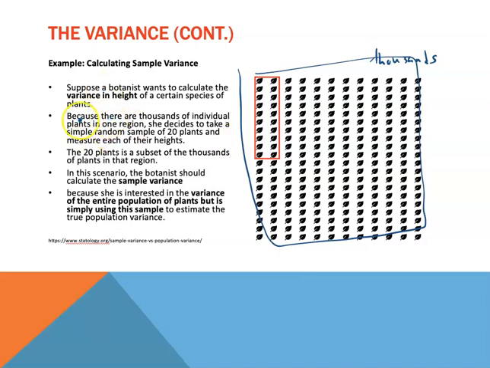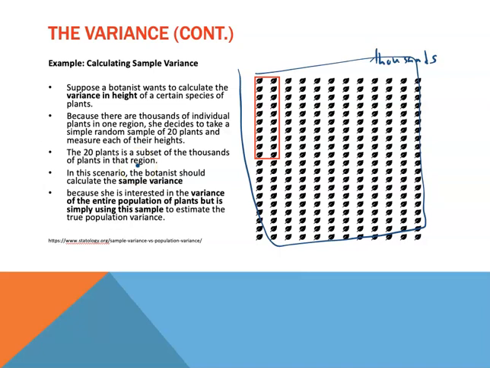Okay, so because there are thousands of individual plants in one region, she decides to take a simple random sample of 20 plants. Again, because sometimes we can't measure all of the data, so we take a small chunk only. So 20 plants is a subset of the thousands of plants in that region because it's a sample of a population. In this scenario, the botanist should calculate the sample variance. She should not use the population variance equation because that would not be correct.